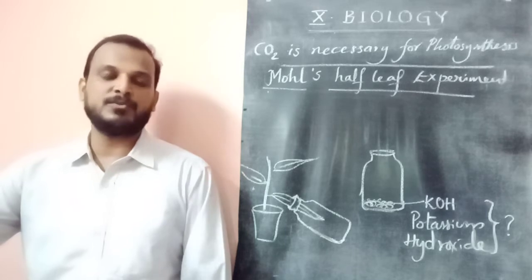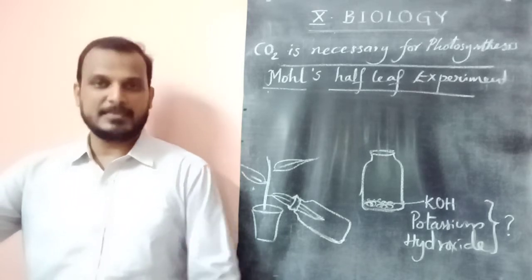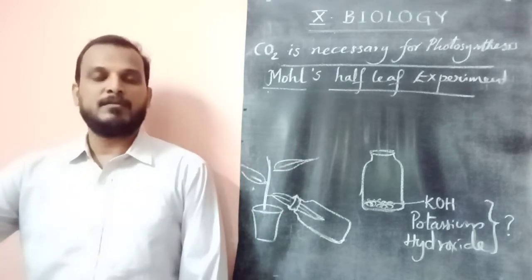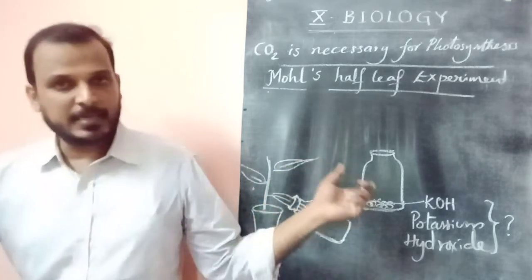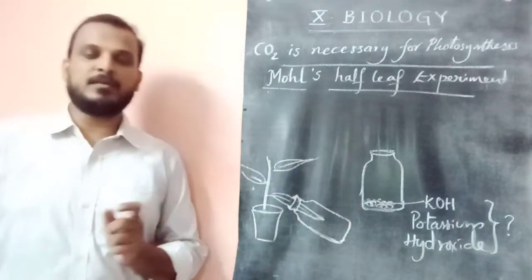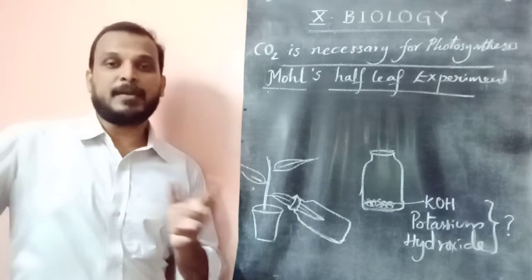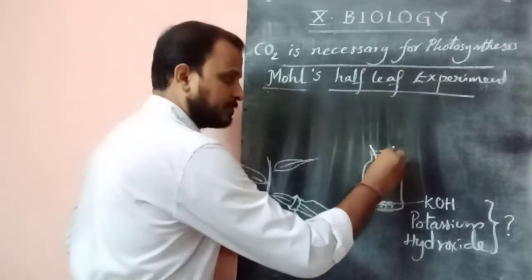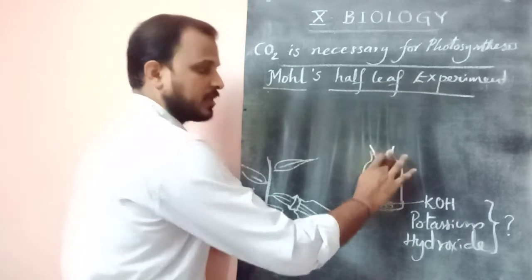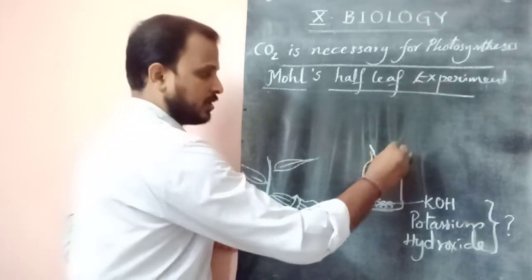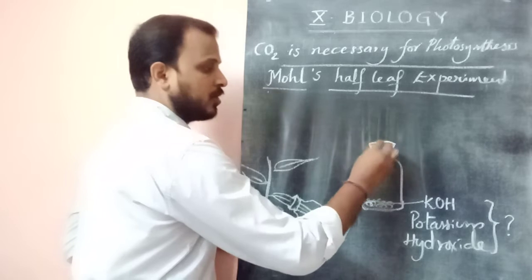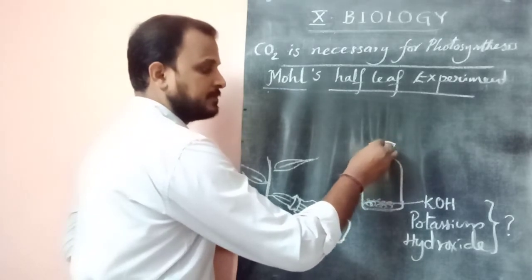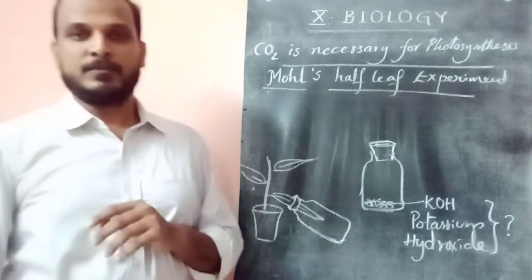What is the purpose of using this potassium hydroxide? Let us see in this discussion while we are observing this. So take a glass bottle with potassium hydroxide pellets. Now close the mouth of this glass bottle with a cork. Which type of cork is it? A split cork.